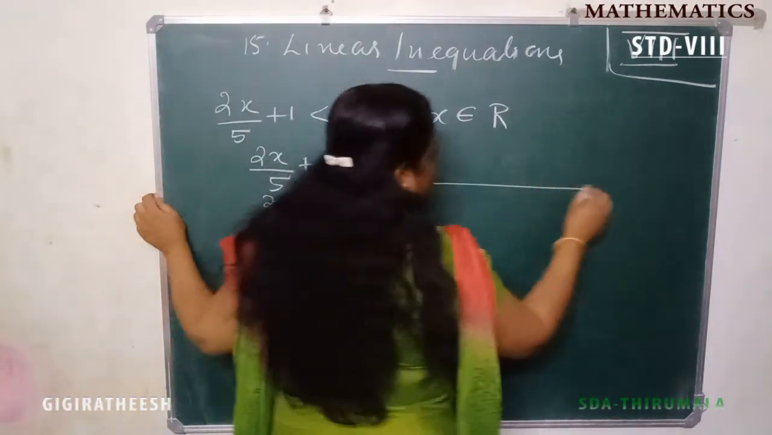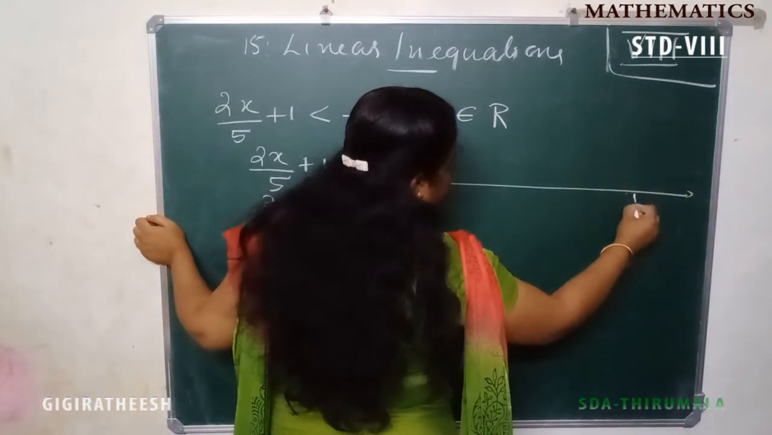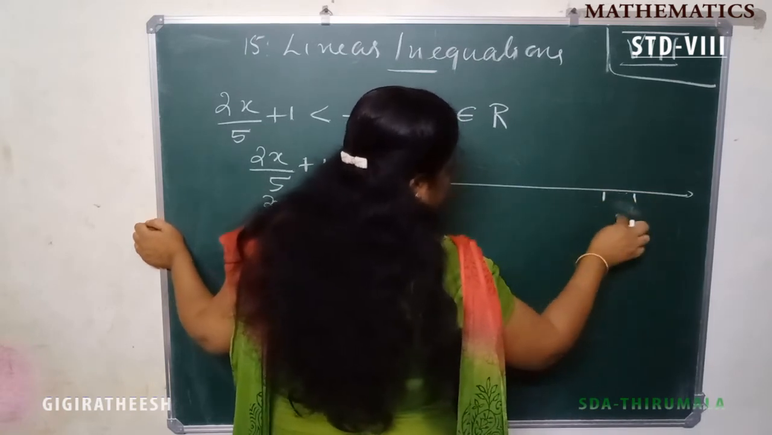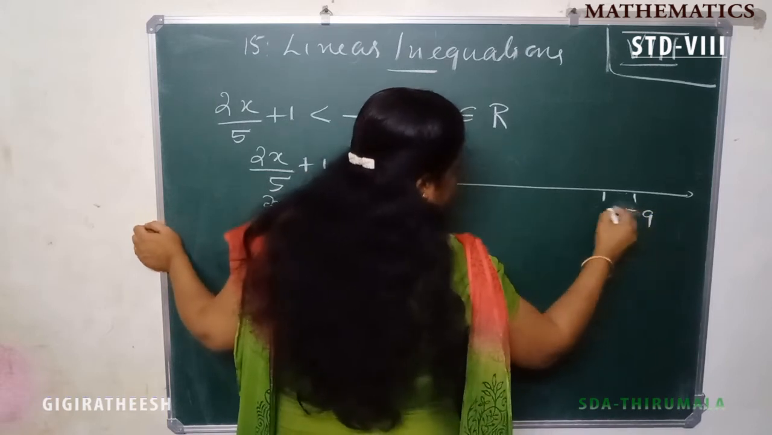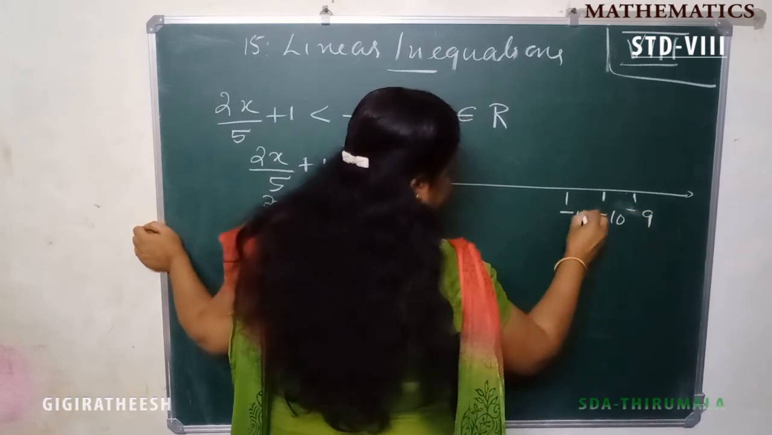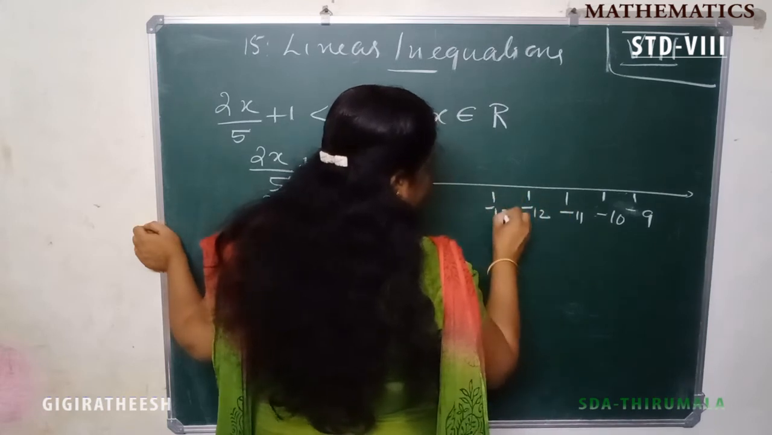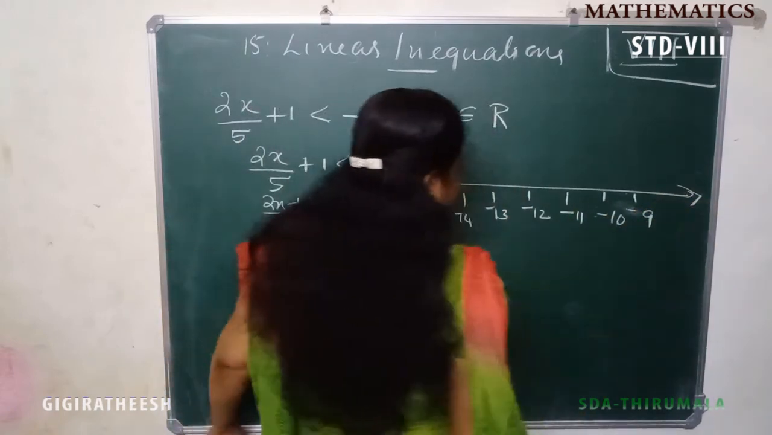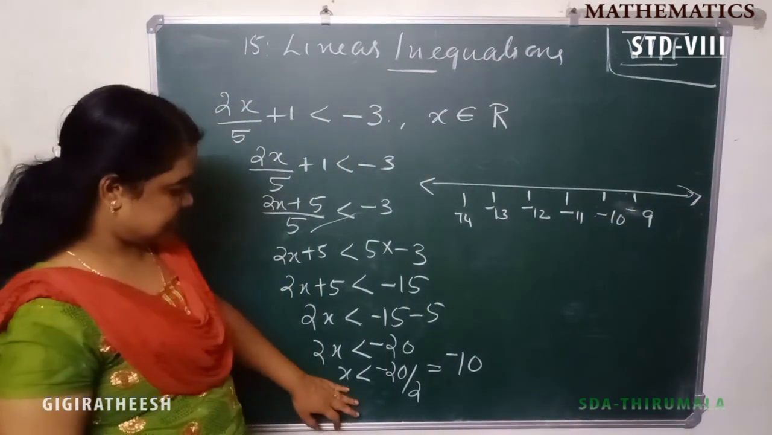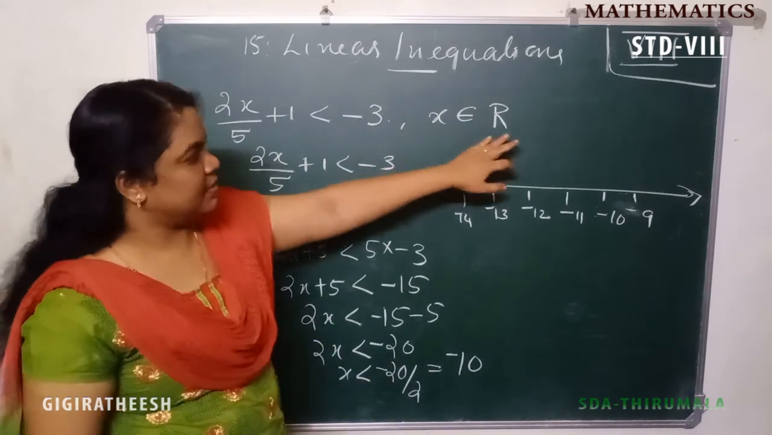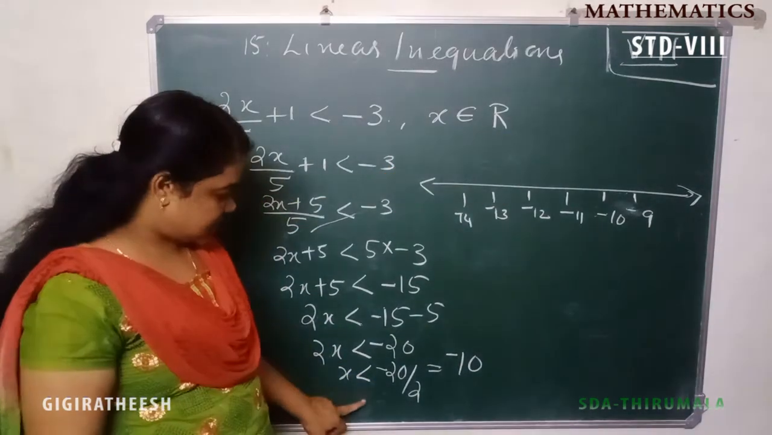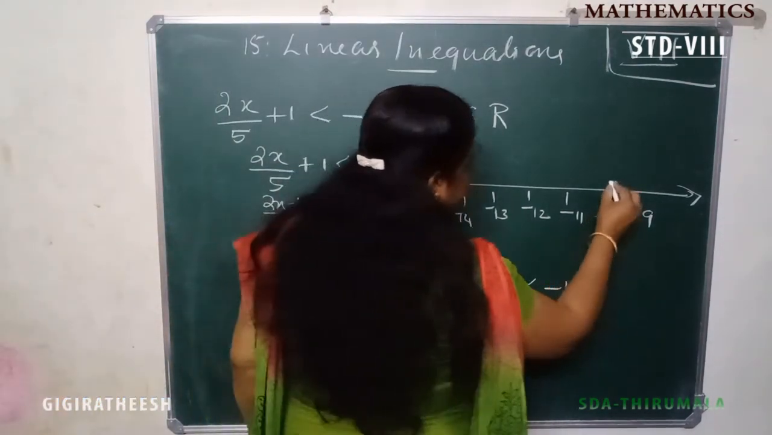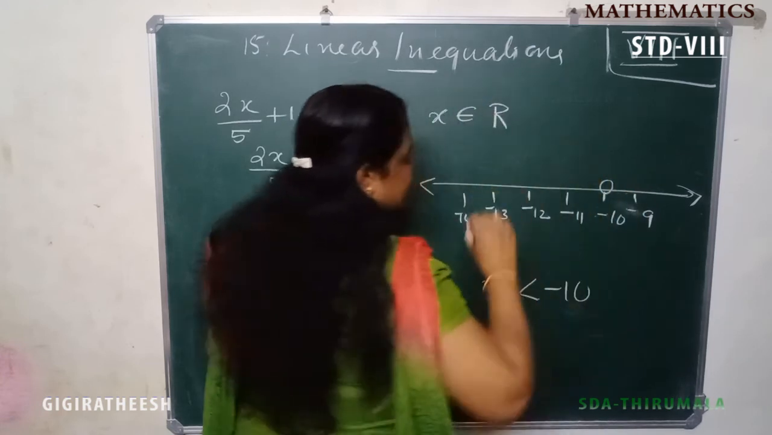And we can draw the number line as 0, minus 9, minus 10, minus 11, minus 12, minus 13, minus 14, etc. Okay, we need x less than minus 20 by 2, x element of real numbers, that is only less than minus 10. x is less than minus 10, not less than or equal to.